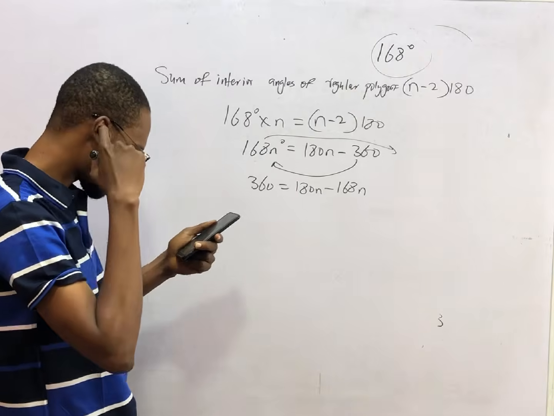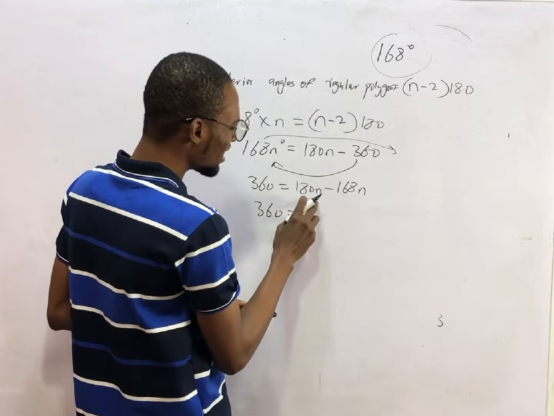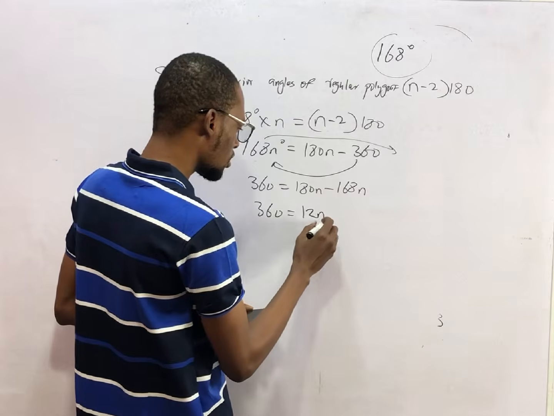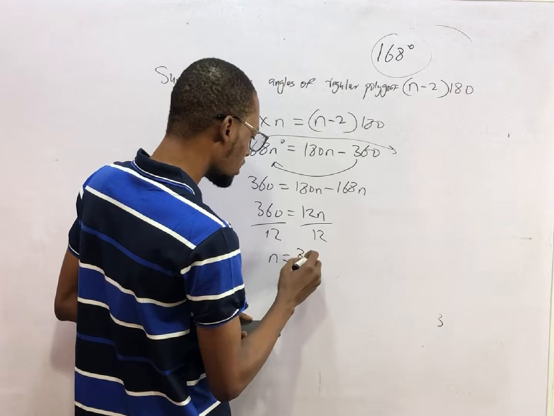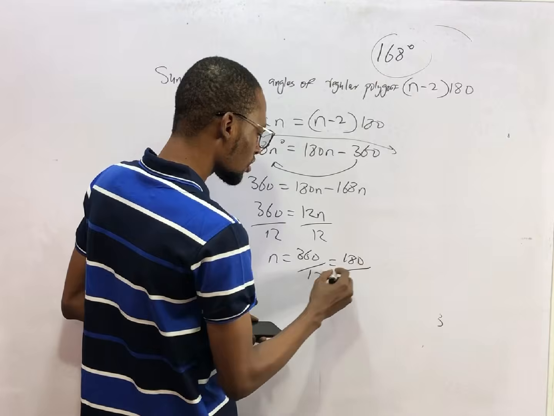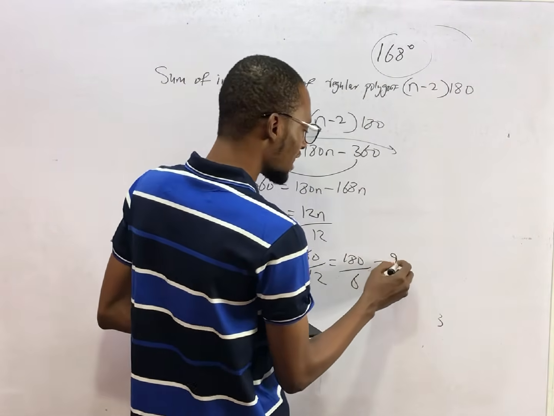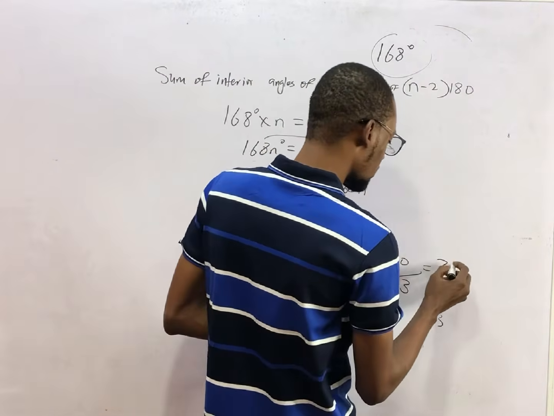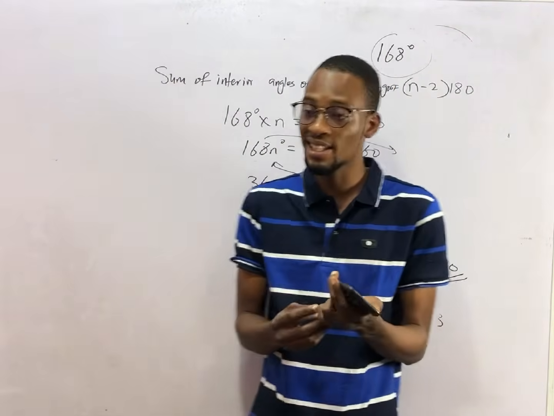Now look at something. 360 equals 180n minus 168n. That should give you 12n. So n equals 360 divided by 12. 2 here, 180. 2 here, that should give you 6. 2 here is 90. 2 here is 3. 90 divided by 3, that should be 30. So the number of sides is equal to 30.